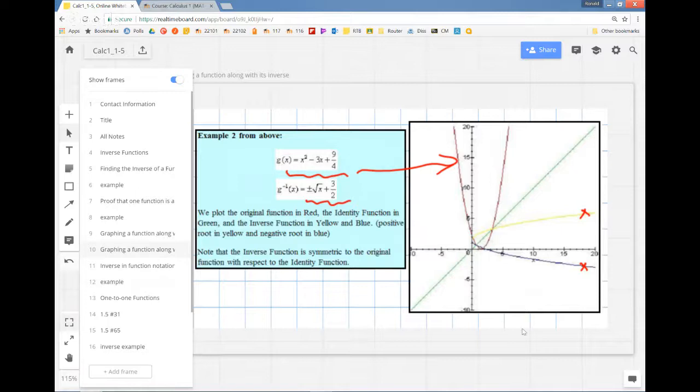And if you tip your head here, you can see the red and the yellow-blue are mirror images of each other with respect to the green identity line. That's one way you can always check it. And the fact that I showed these two separately shows, okay, we get it. This inverse is not a function, but it's still an inverse.